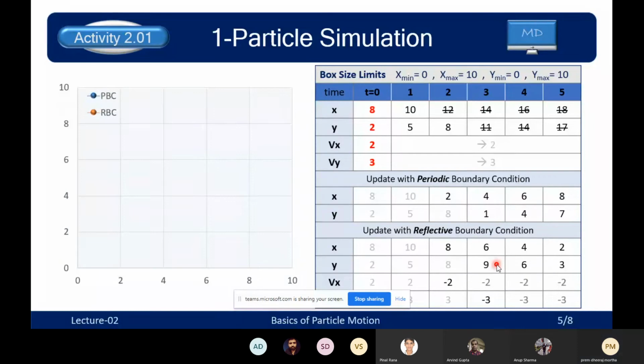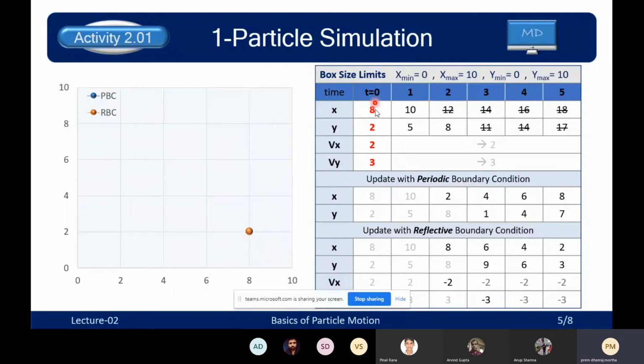So I want you to observe whatever I put here in tabular form. The simulation I also want to give you. Initially my particle is at 8, 2. This is my initial position of the particle. Periodic boundary condition is represented with blue lines, and reflective boundary condition is represented with this orange shaded point.